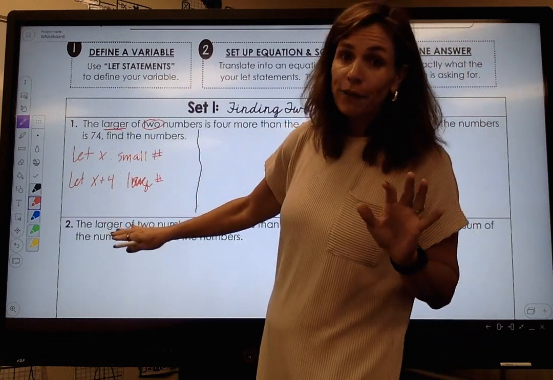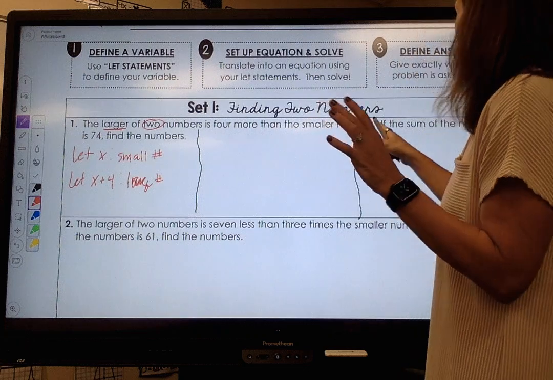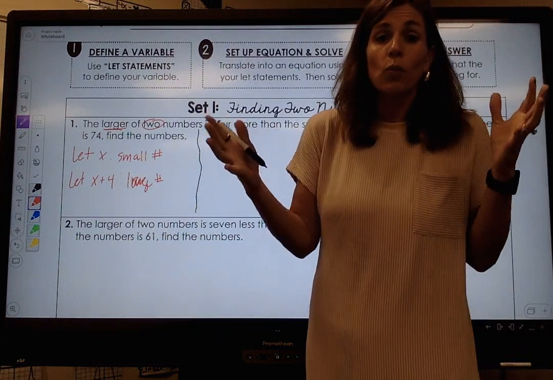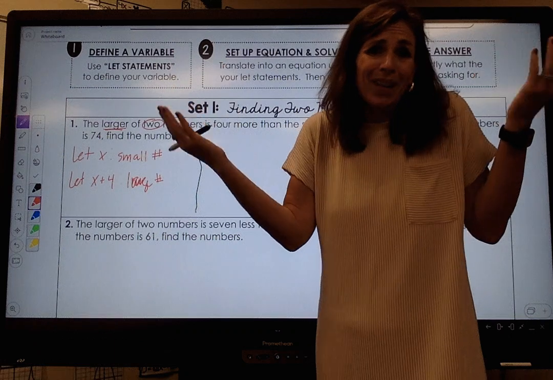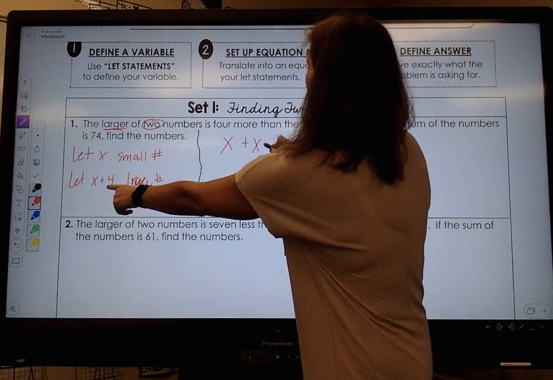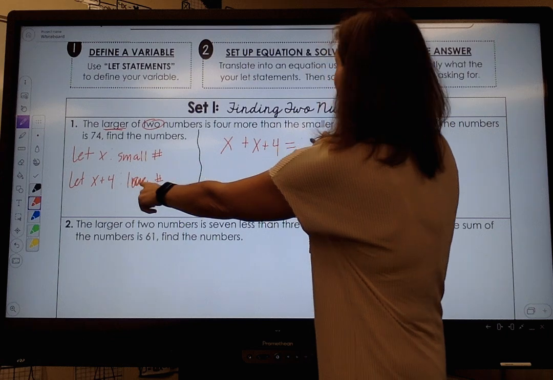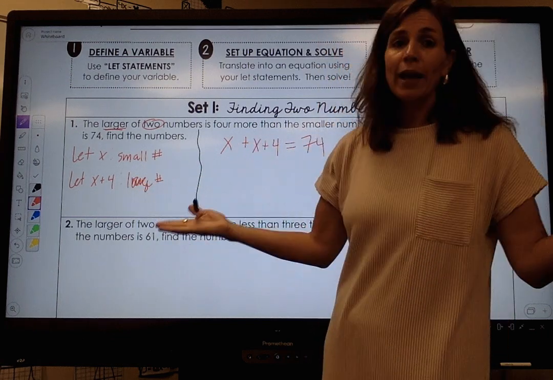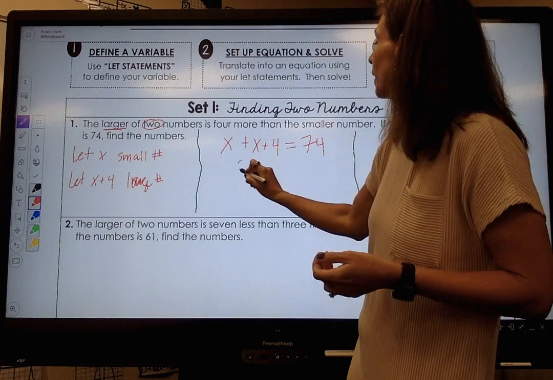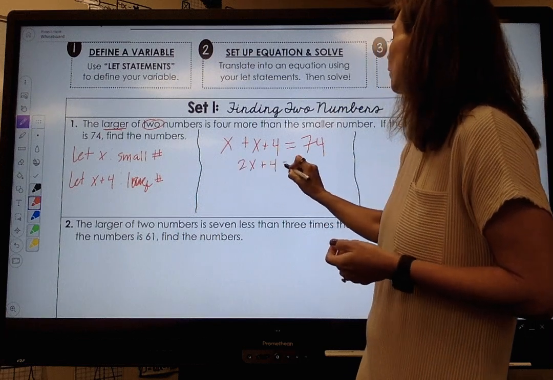Now that I've identified those variables, I'm going to read the next sentence. It says, if the sum of the numbers is 74. So what do we know sum is? It means adding them. So all I'm going to do is say, okay, well, if I add x plus 4, the sum of that is 74. Now I have my equation, and I solve, combine like terms, 2x plus 4 equals 74.